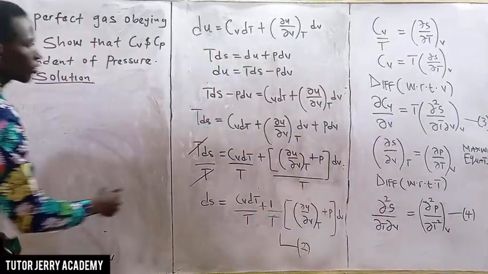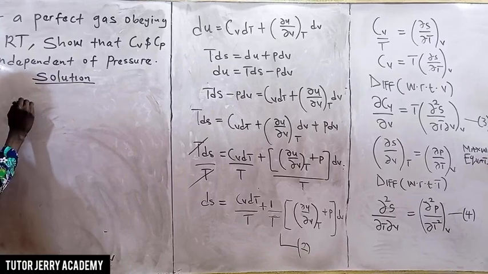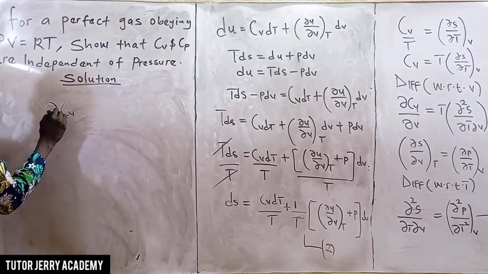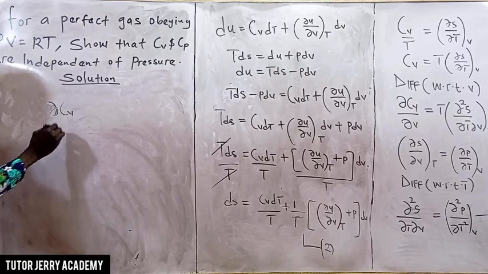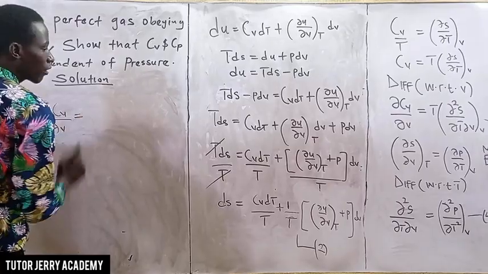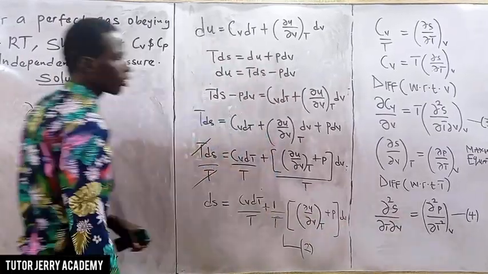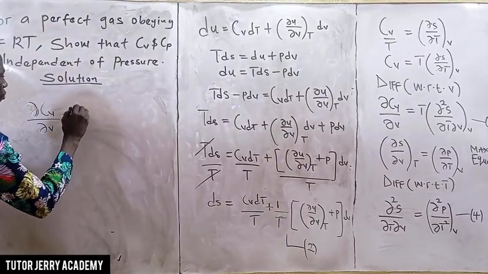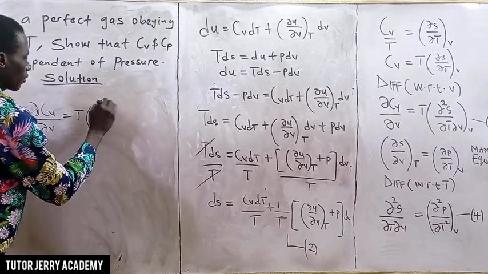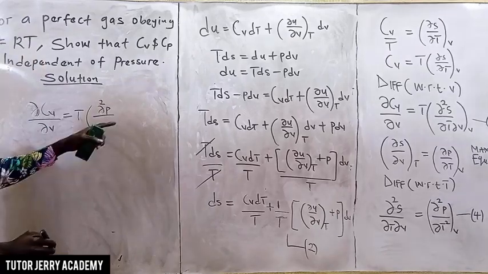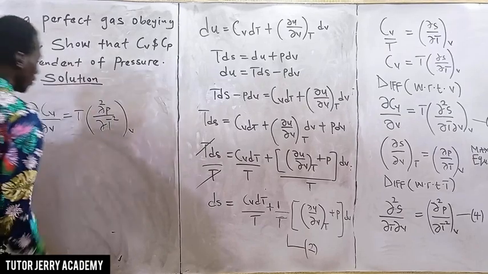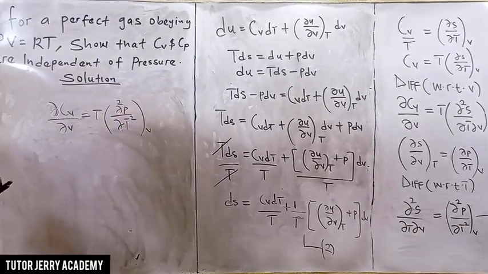So this equation now will become the partial derivative of Cv over the partial derivative of v equal to this. But we are having t there, so it will be equal to t times the second partial derivative of p over the partial derivative of t squared, keeping v constant. This is what we are going to be having.